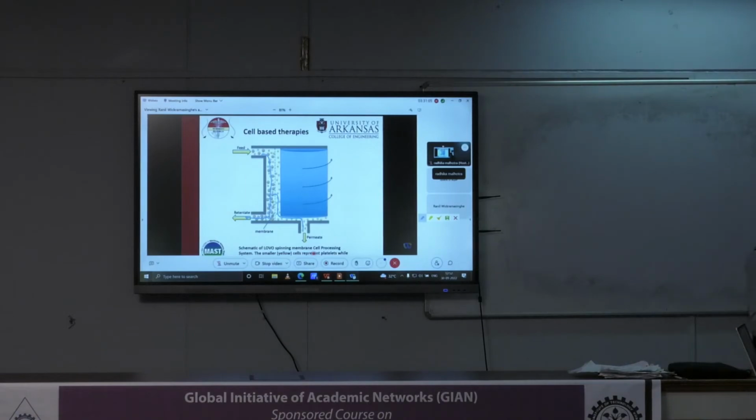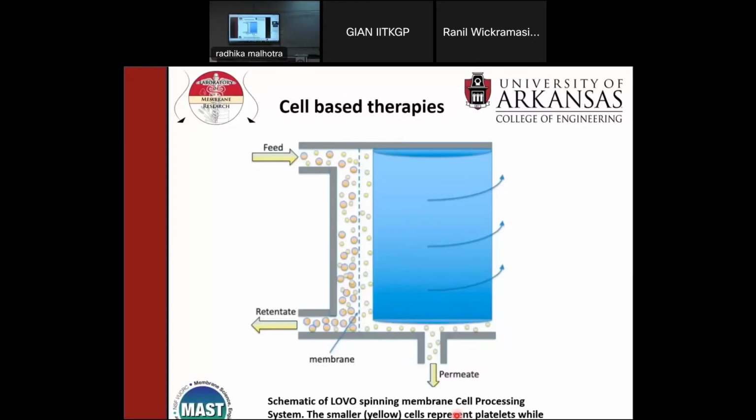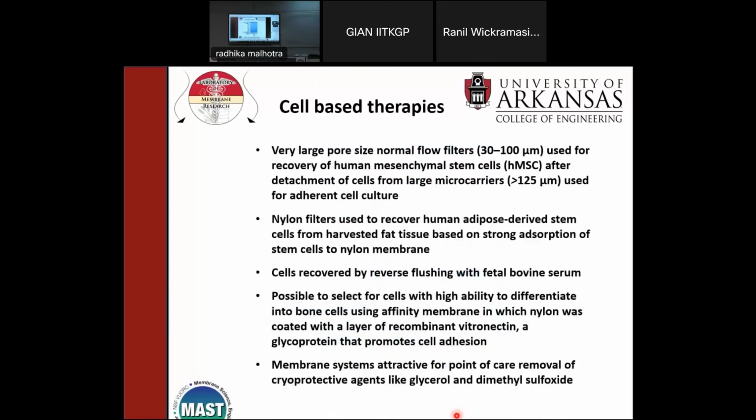So this is the schematic diagram of this spinning membrane cell processing system. The smaller yellow cells represent platelets, while the larger orange cells represent stem cells. That's one thing. I should point out that this is one application. There are other applications for these microfiltration membranes.